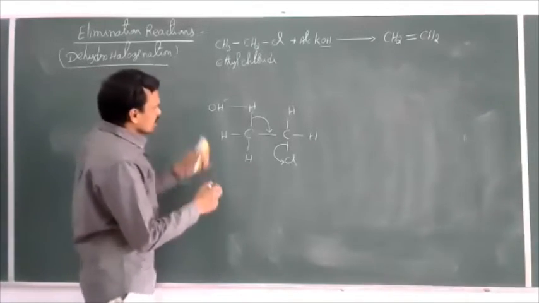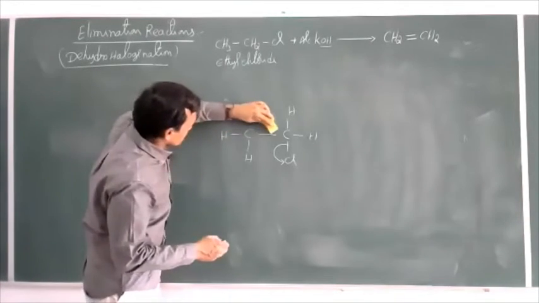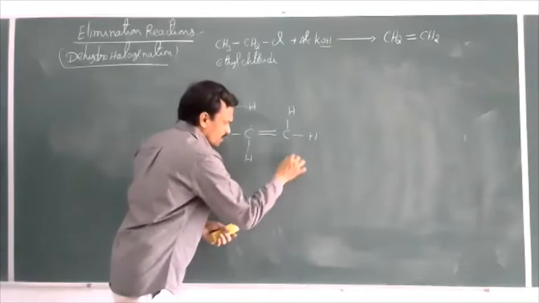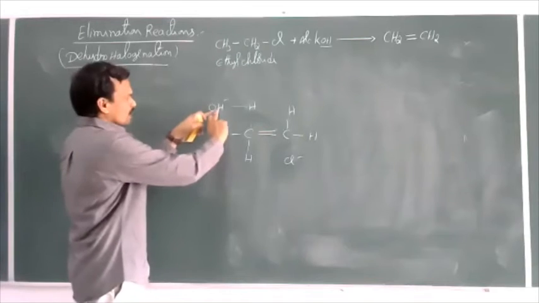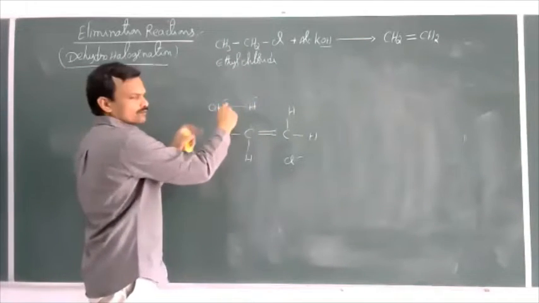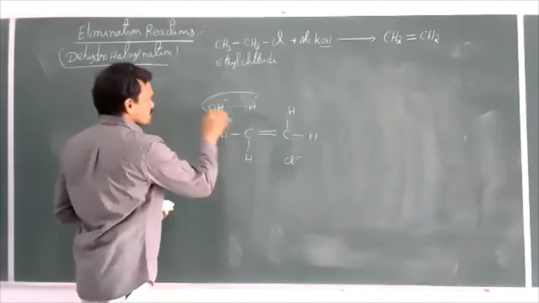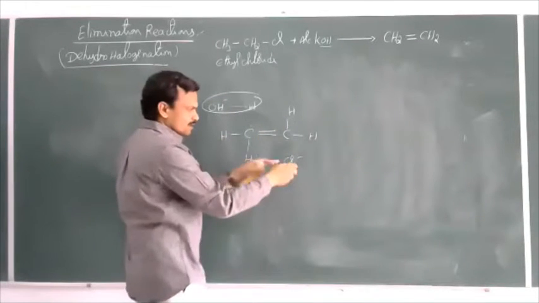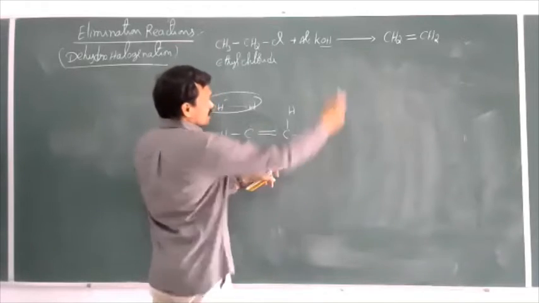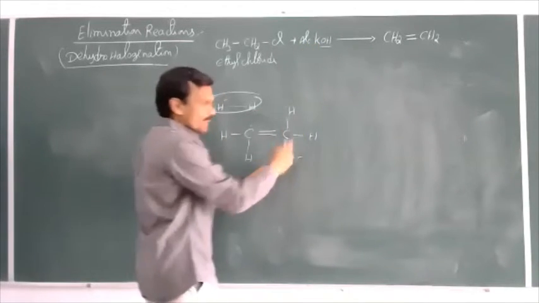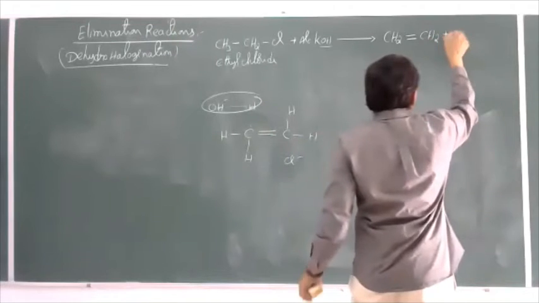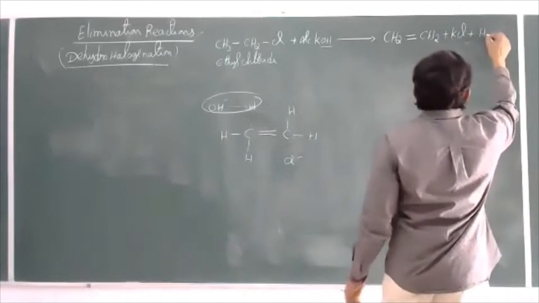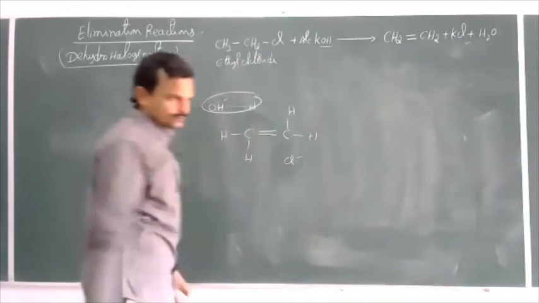As a result, this bond electron pair is shifted to here and forms a double bond. This electron pair is gained by chlorine and chlorine becomes Cl minus. OH minus and H plus combine to form water. So this forms water, and here you can get CH2 double bond CH2, ethylene, and Cl minus. This Cl minus and the remaining K plus combine to form KCl. So we can get ethylene plus KCl plus H2O. These are the products.